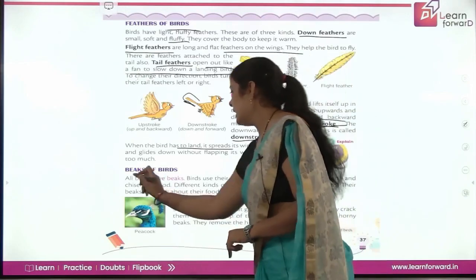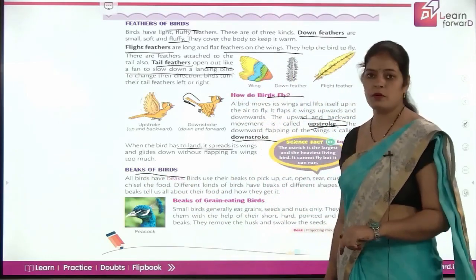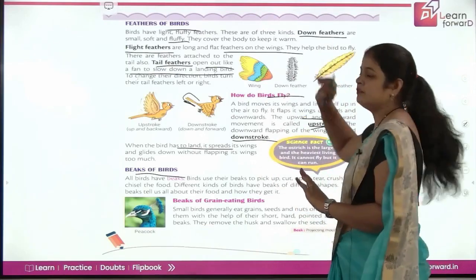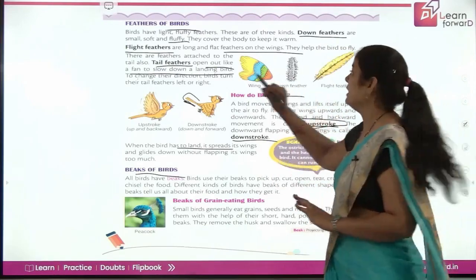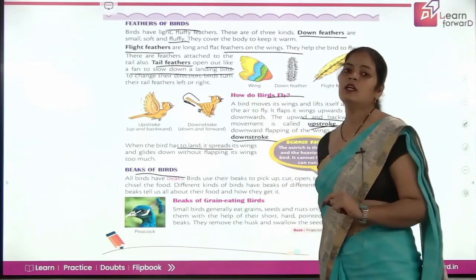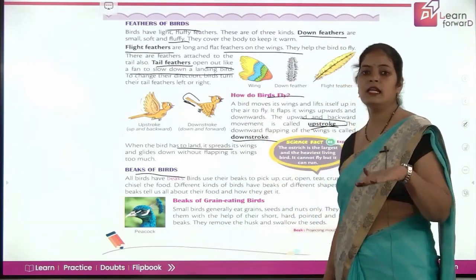Next, different kinds of beaks of the birds. So first, tell me that all feathers are clear. One is the down feather to keep the bird warm. Next is the flight feather that helps the bird to fly. Next is the tail feather, it helps the bird to slow down while it is landing.